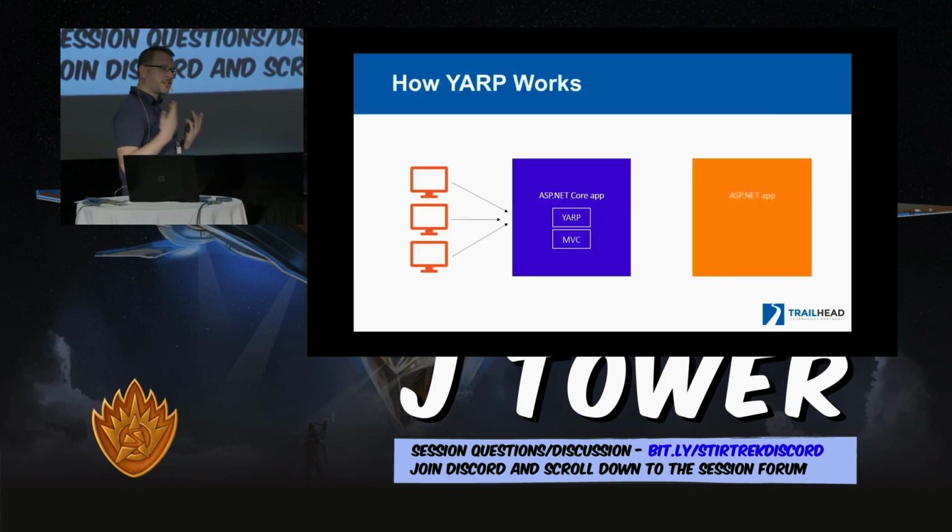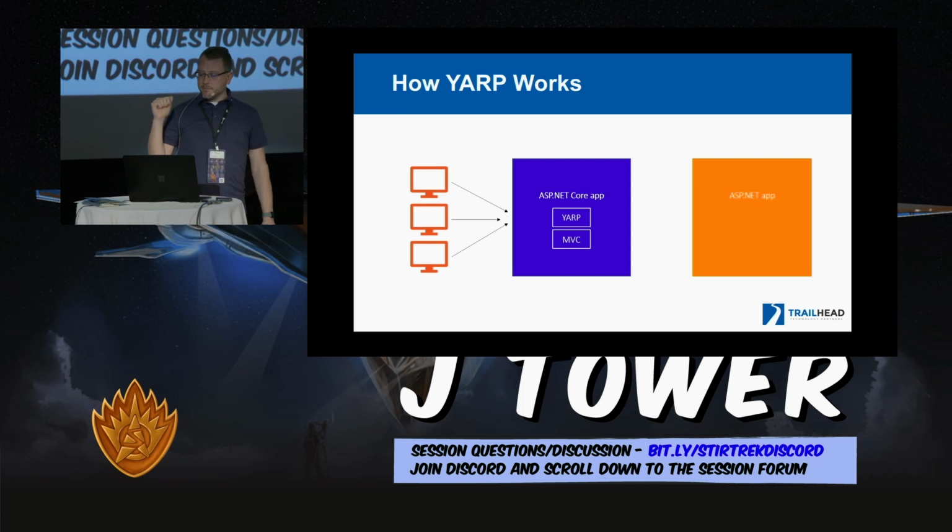So YARP is installed in your ASP.NET Core application, and it's installed as a NuGet package. So here you see a diagram that's similar to the last one we were looking at. We've got clients connecting in. We've got an ASP.NET application. It's got some MVC endpoints, and it's also got YARP installed in it.